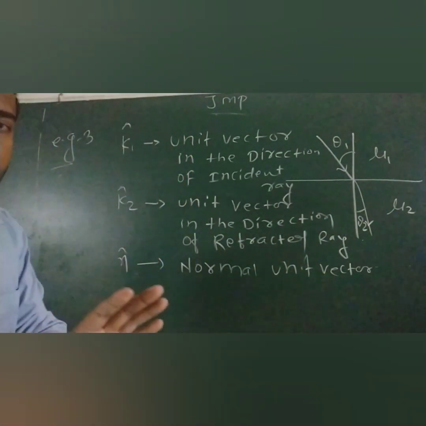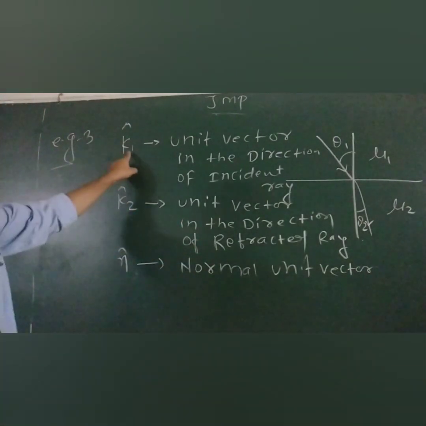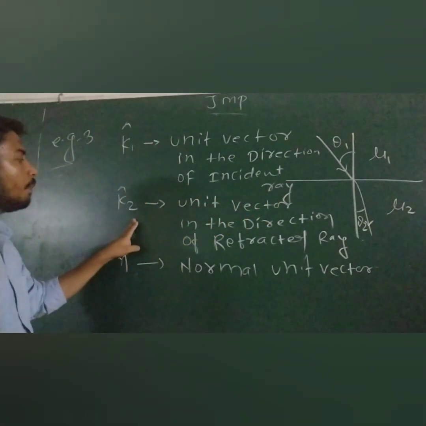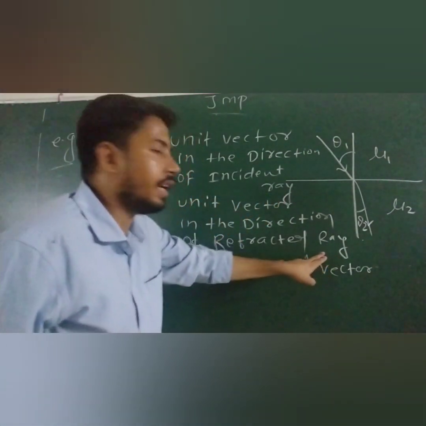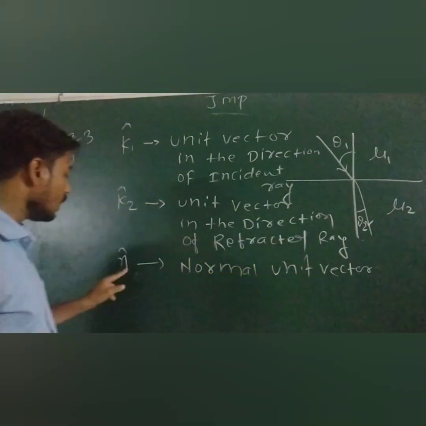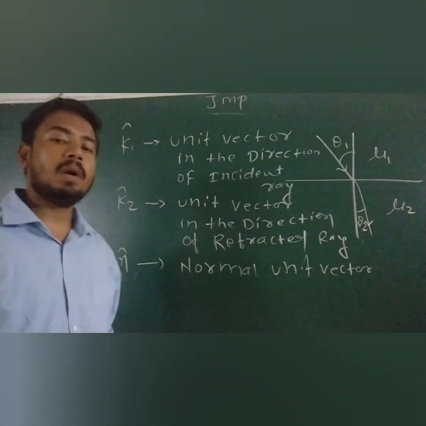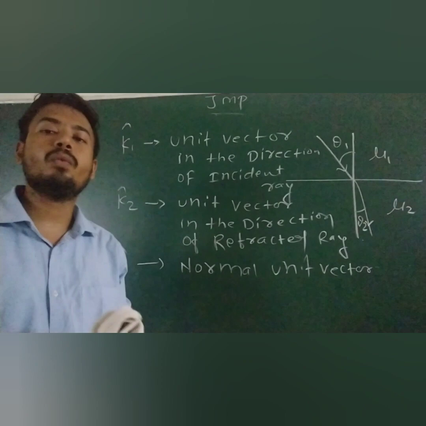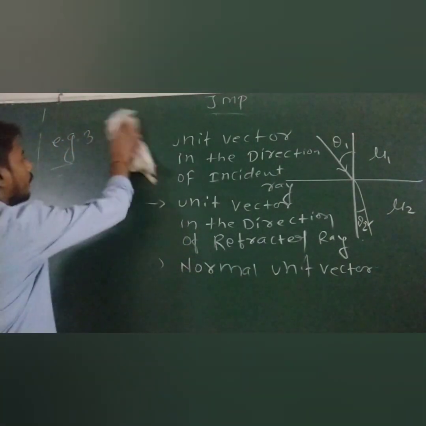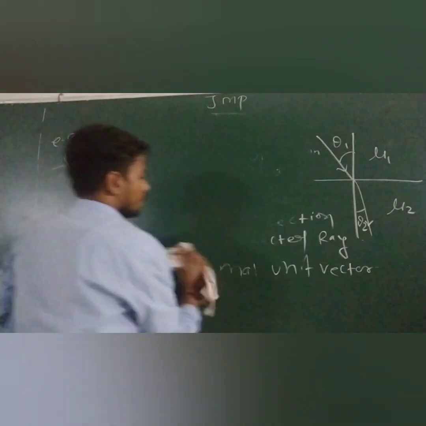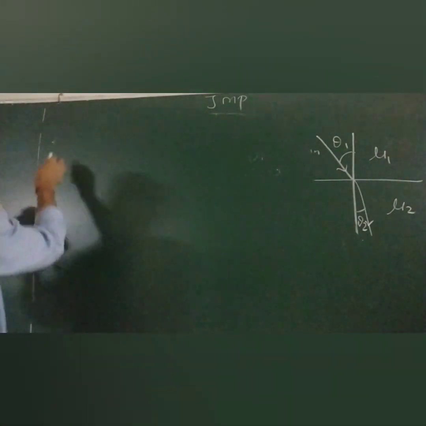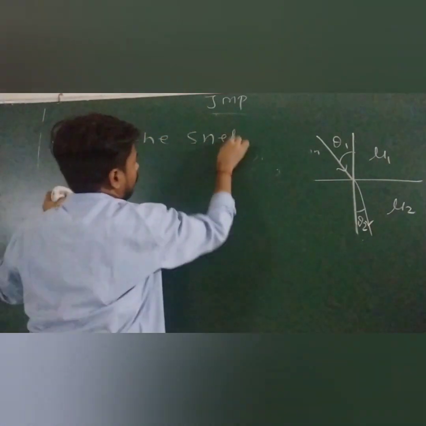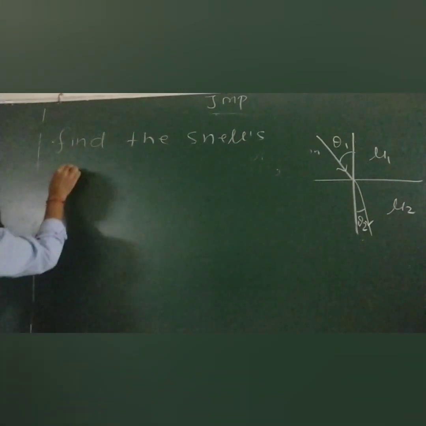Everybody read this question. What is given? K1 cap is a unit vector in the direction of the incident ray. K2 cap is a unit vector in the direction of the refracted ray, not reflected, refracted. Third, N cap is a normal unit vector. Then they are asking, find Snell's law in vector form.